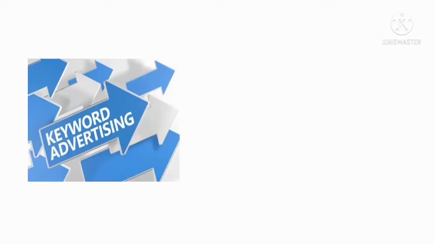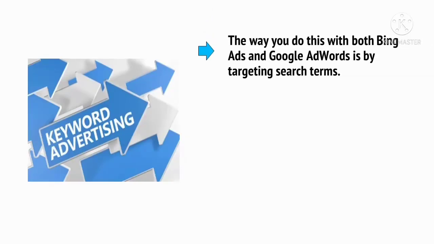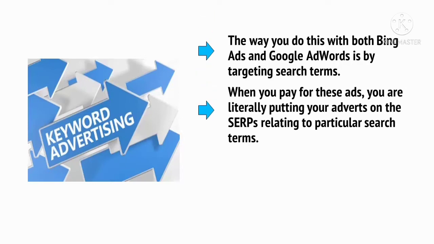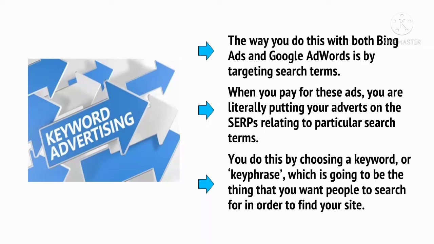The other thing that most PPC ad networks have in common is the ability to target a specific demographic. And this means that you can identify who your buyer persona is and profile your ideal customer from there. Then you can target that person specifically with your adverts. The way you do this with both Bing Ads and Google AdWords is by targeting search terms. When you pay for these ads, you're literally putting your adverts on the SERPs relating to a particular search term. You do this by choosing a keyword or key phrase, which is going to be the thing that you want people to search for in order to find your site.